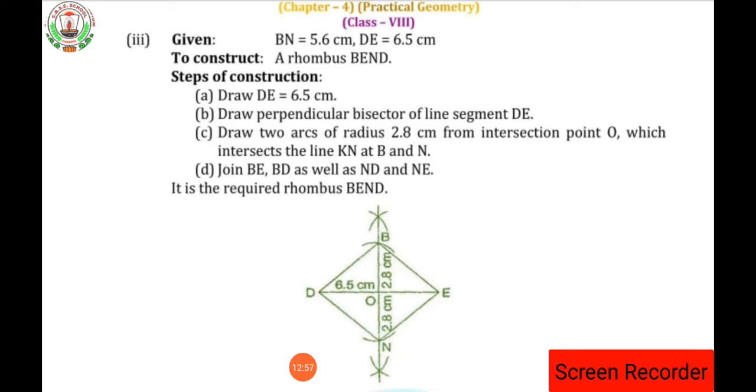So what last you have to do? Join BD as well as ND and NE. So here question number 3 is completed. We have drawn the rhombus whose name is BEND. So this is the rhombus BEND.